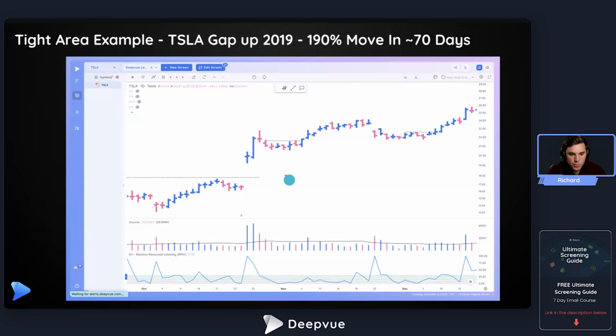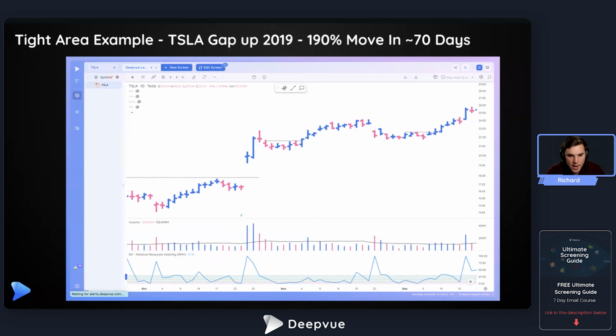Then I also want to highlight tight areas that don't just happen in bases and at the pivot, but also often after explosive earnings gaps. This type of setup has gotten a lot more popular in recent years and a lot more common as well when stocks surprise on earnings. And these type of moves can often create and start multi-year moves. We see a lot of that happen.